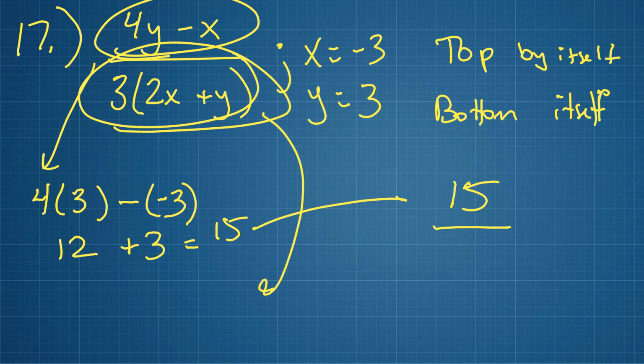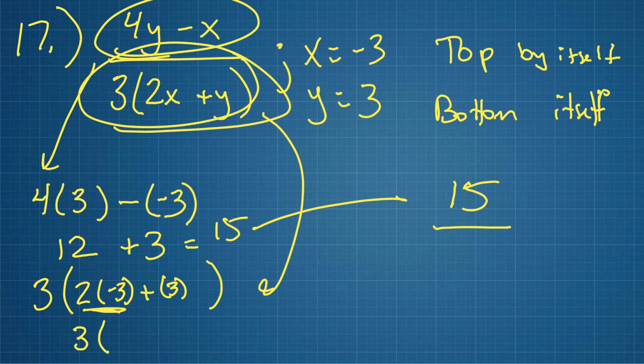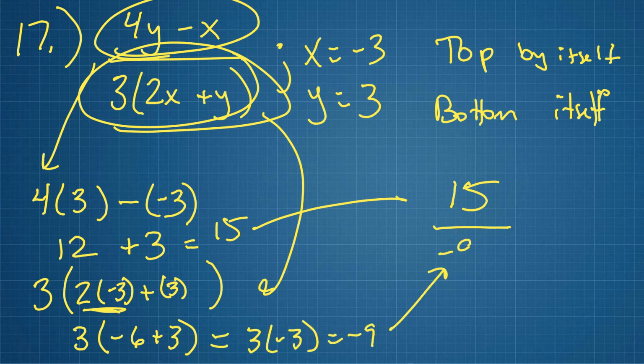So the bottom, I do 3 times the quantity, 2 blank space, plus blank space, and I close the parentheses. X is negative 3. Y is 3. So I do inside the parentheses. I have to do the multiplication first. So I have 3 times the quantity 2 times negative 3, which is negative 6, plus 3. So it's 3 times negative 3, which is negative 9. That's my bottom. All right. 15 over negative 9 simplifies to negative 5/3.